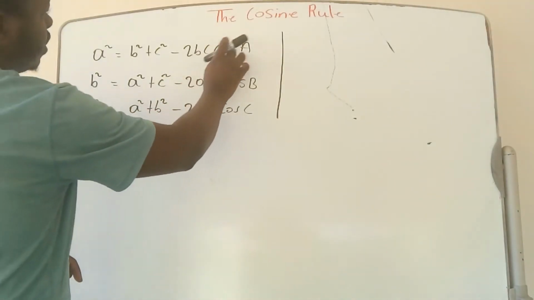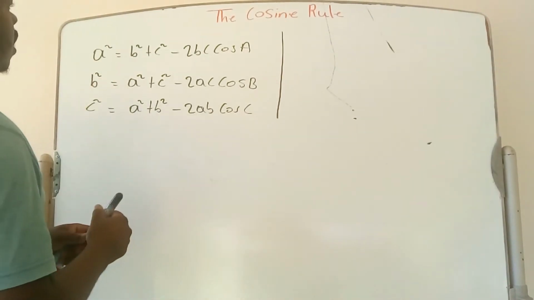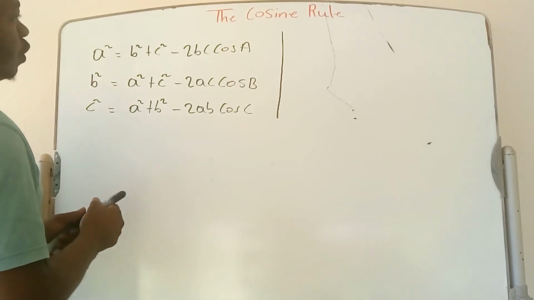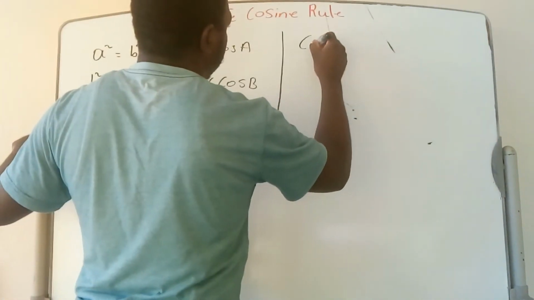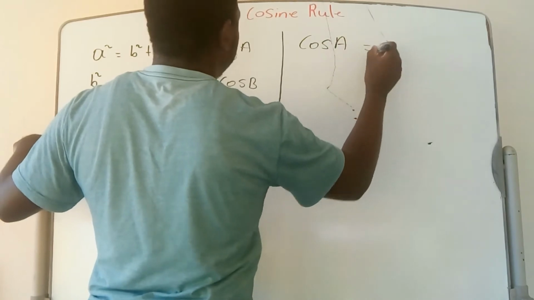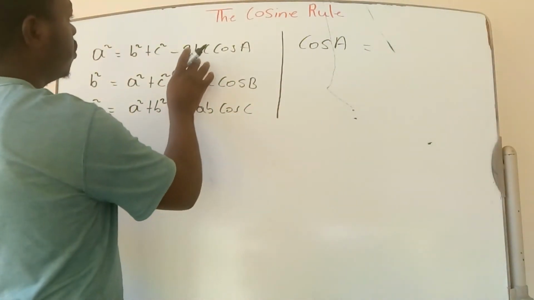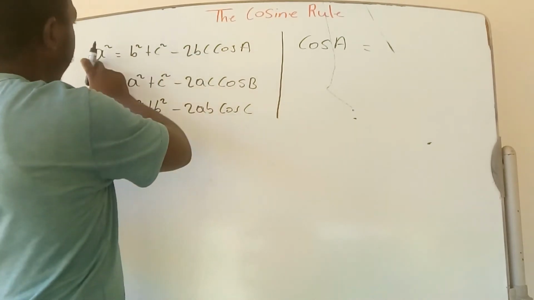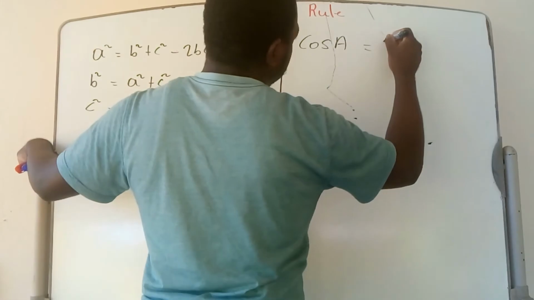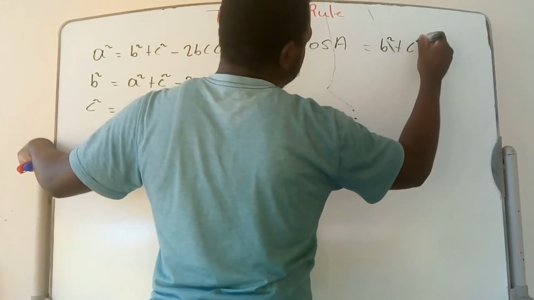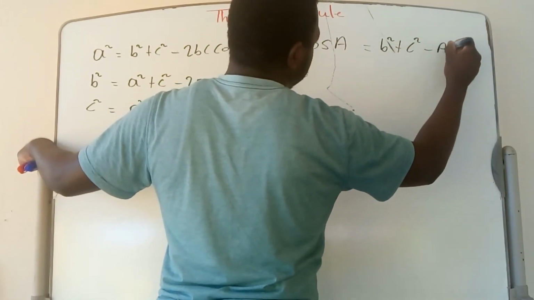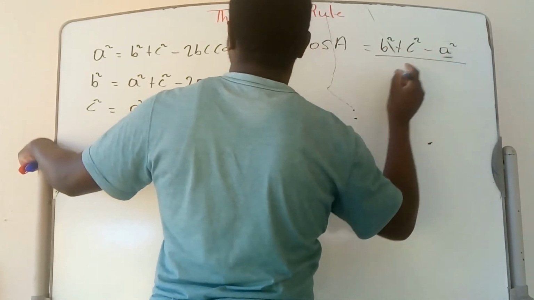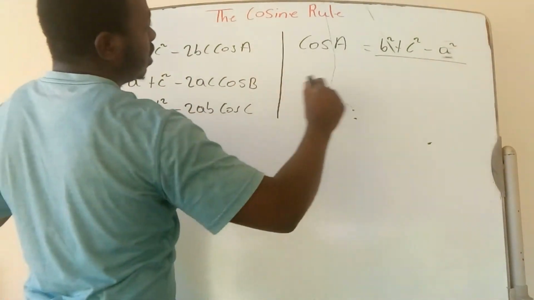Such as cos A. How would you use this formula to calculate cos A? Now, cos A is equal to b squared plus c squared minus a squared, all of that divided by 2bc.